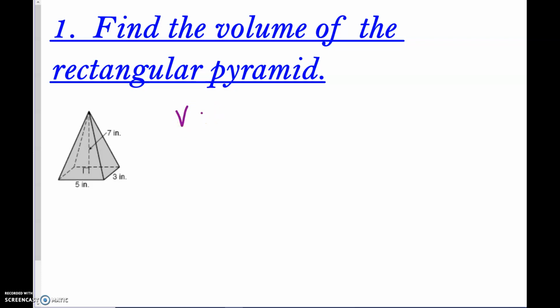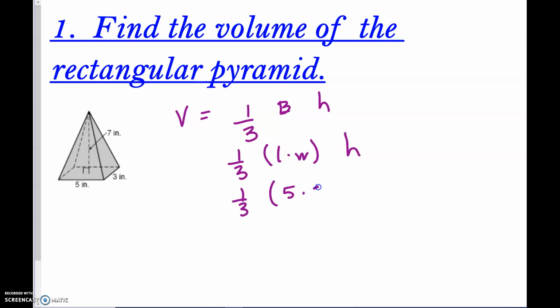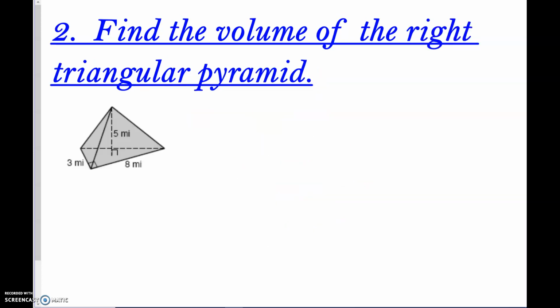All right, example number 1 here looks like we have a rectangular pyramid. So this formula is going to be 1/3 area of the base times height. This base is a rectangle, so it's length times width, and then the height of the figure. So 1/3, and the area of the base is going to be 5 times 3, and the height of the figure is 7. It looks like 1/3 is going to cancel off with 3, and we're going to end up with 35, and our label is going to be inches cubed.